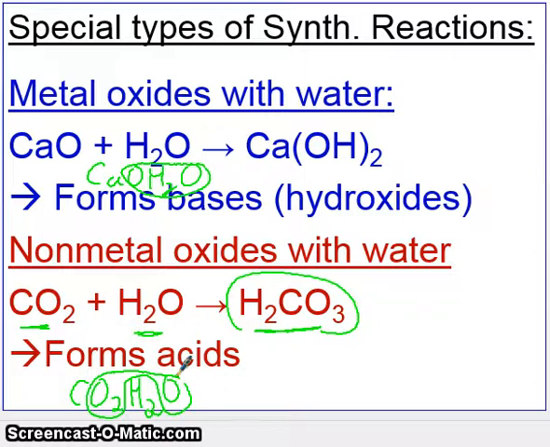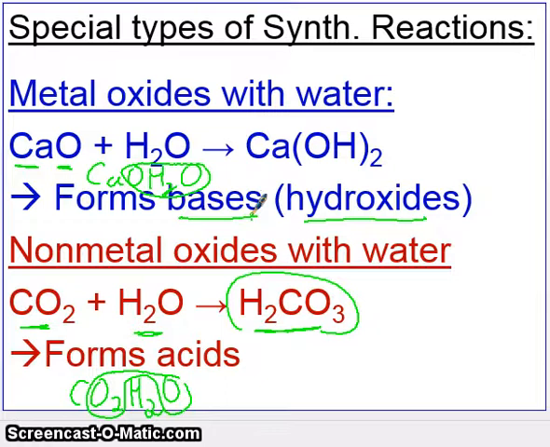So these are synthesis. Now, the first one here is a metal oxide. That's why it's called a metal oxide: a metal with oxygen in it. When you put it into water, it forms a hydroxide. These are called bases. We've recognized bases before when we did acid-base neutralization reactions. So you get a base, very important.